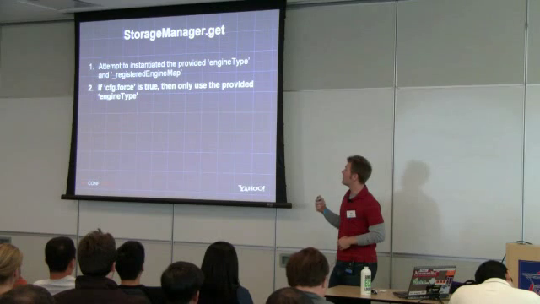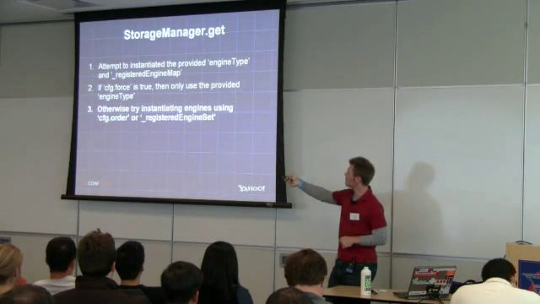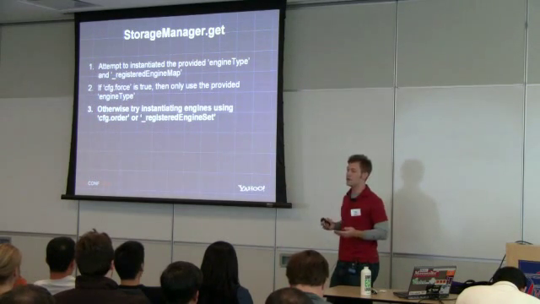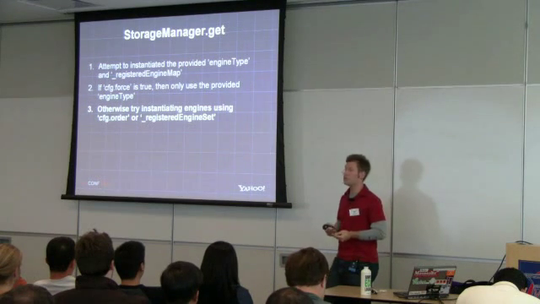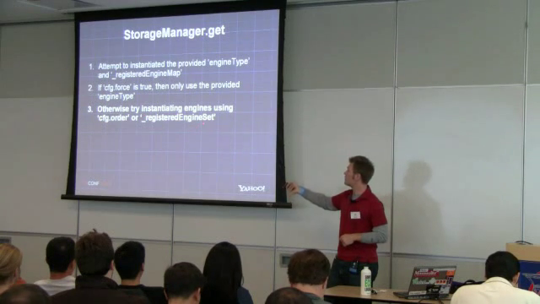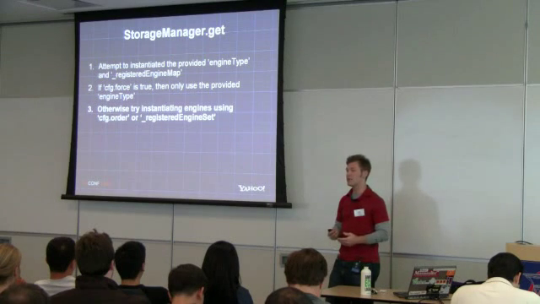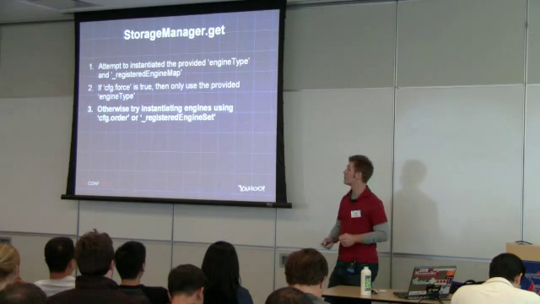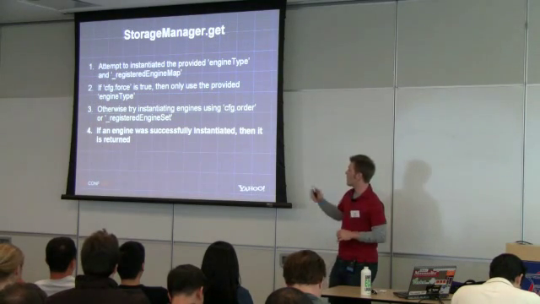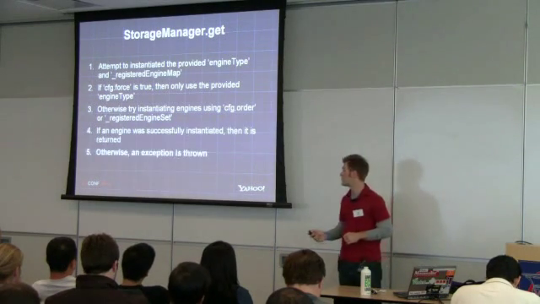But if that's false, then we go ahead and try first to use the configured order. We're going to iterate through that order and see what engines are available to use, and we'll use that first. If you didn't define the order, then we just use that registered engine set that you saw in the registration function. And it'll just iterate through that, see which engines are available, and return the first one. And when an engine is successfully instantiated, we return it. Otherwise, we're going to throw an exception.